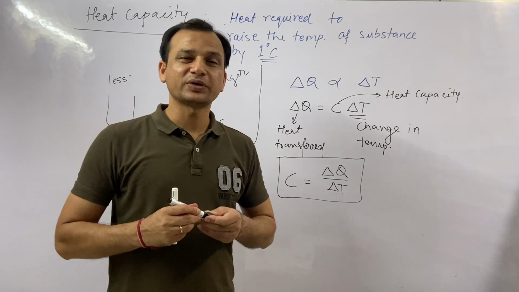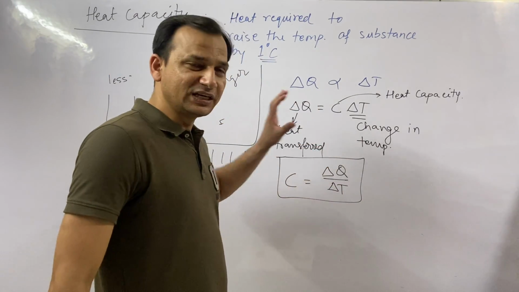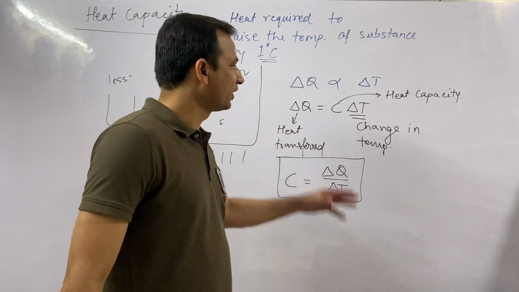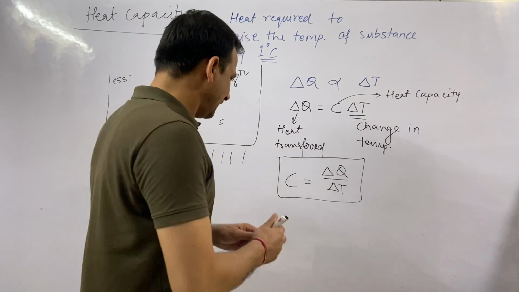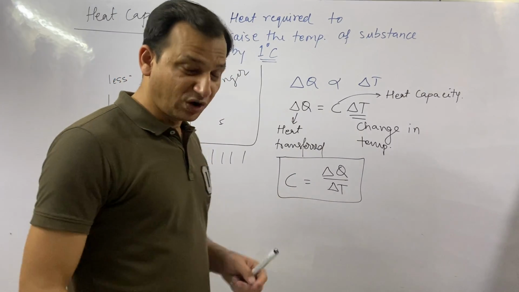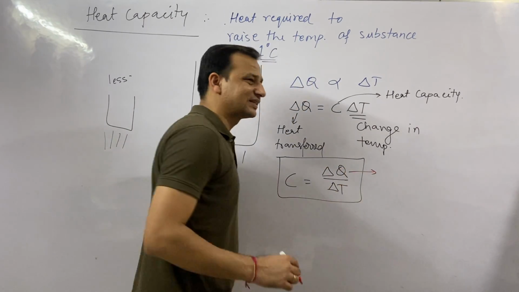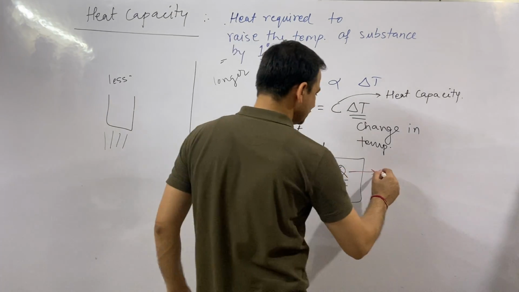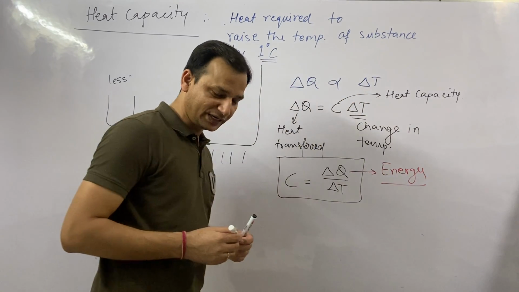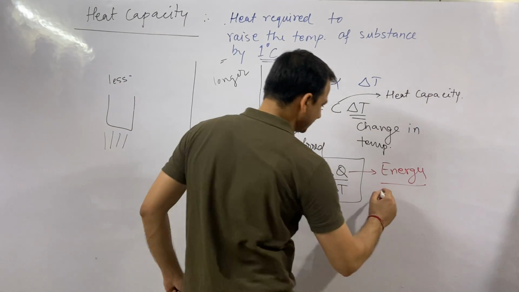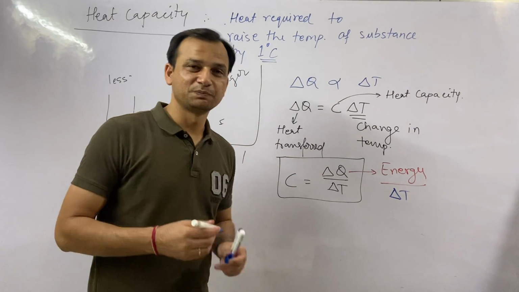So if you want to calculate the heat capacity of a substance, then you should know the heat given to the system or the substance and the change in the temperature of the substance. Now sometimes, just to trick you in the exam, this heat may not be written as heat, it may be written as energy. So energy given to the system divided by the change in temperature delta T is also heat capacity.